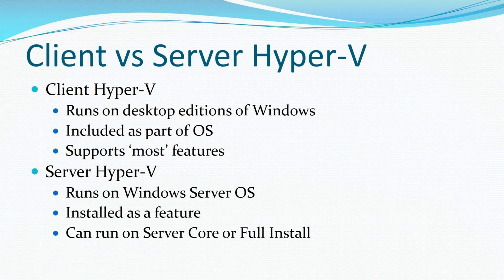As I mentioned, the features depend on the operating system, so you can't patch Hyper-V on 2008 to do everything 2012 R2 Hyper-V does. You need to have that actual underlying operating system. It's installed either through the Server Manager as a role or a feature, or through PowerShell with the Install-WindowsFeature command, and we will go over that shortly. You can run it on Server Core or as the full graphical installation of Windows Server OS.